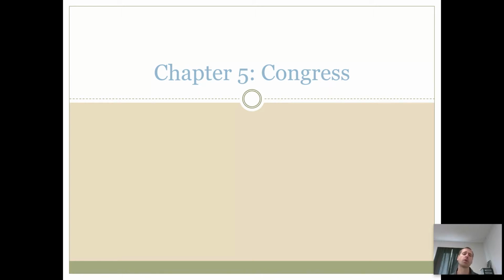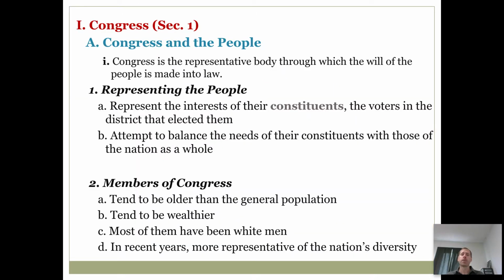Chapter 5 is all about the legislative branch. Think about the other chapters that we've covered: the foundations, the American Revolution, and other foundational documents, the Articles of Confederation. Chapter 3 was all about the Constitution. Chapter 4 is about the idea of federalism. Now we're going to be getting into the branches of government, and the first branch we're going to look at is the legislative branch. So let's just jump right in.